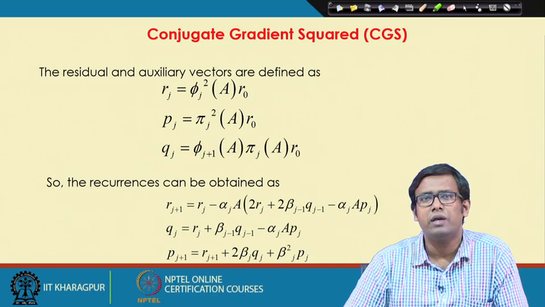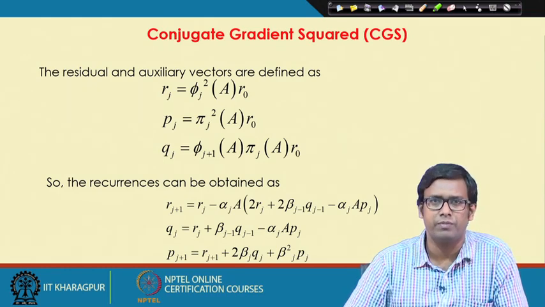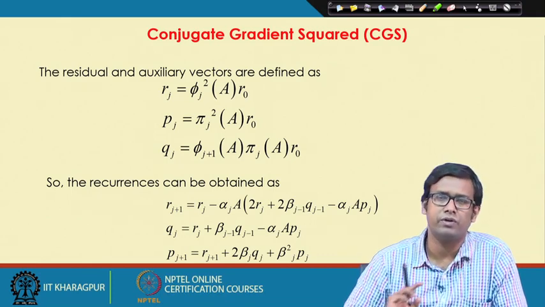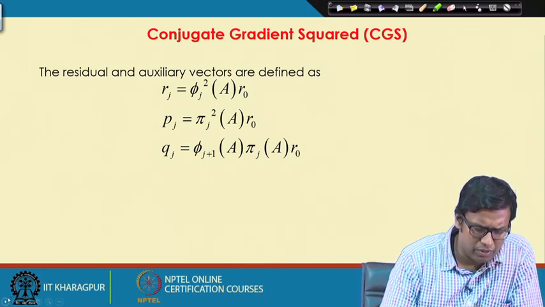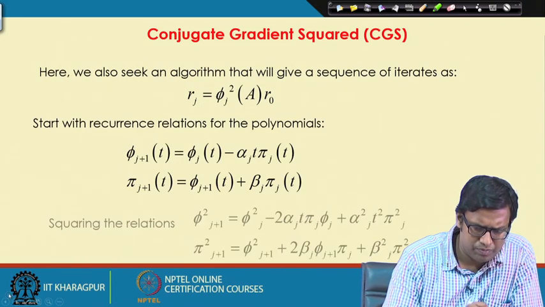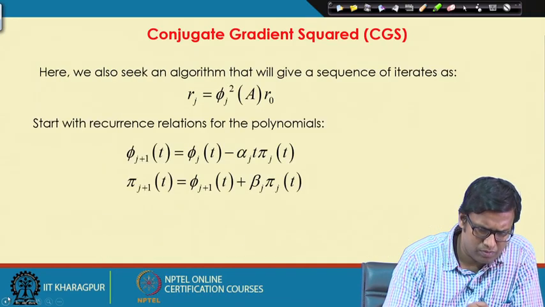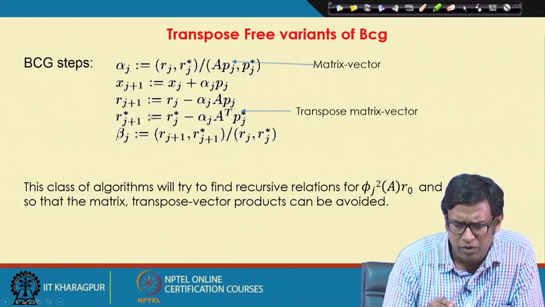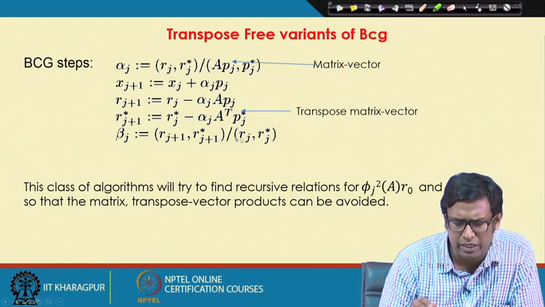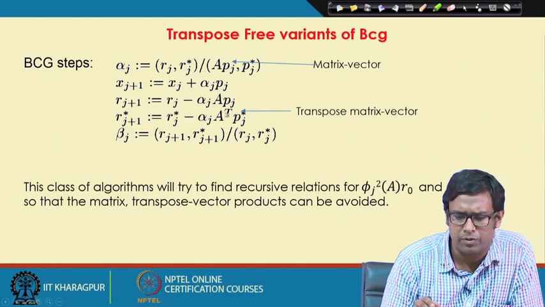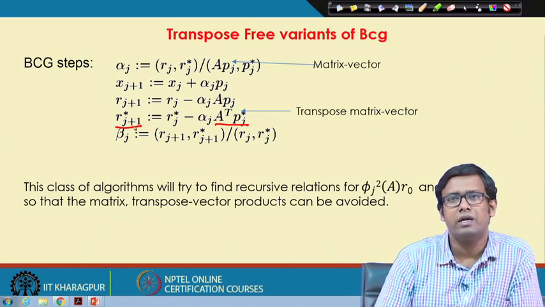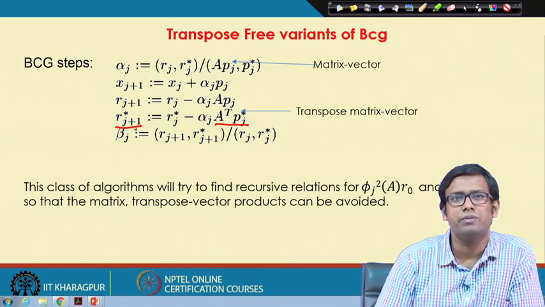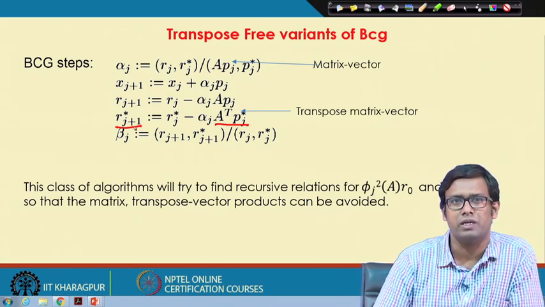Now, let us see why matrix transpose vector products were required to find out alpha and beta. Matrix vector product was required to find out alpha, which is AP. Matrix transpose vector product, if we look into the main BICG algorithm, was required to find out R j plus 1 star, which will again be required to find out beta j. This is the matrix transpose vector product, which is required to find out R j plus 1 star. Now, if I already get a recursive relation for R j plus 1 star without using matrix transpose vector, that problem is solved, this step is eliminated.